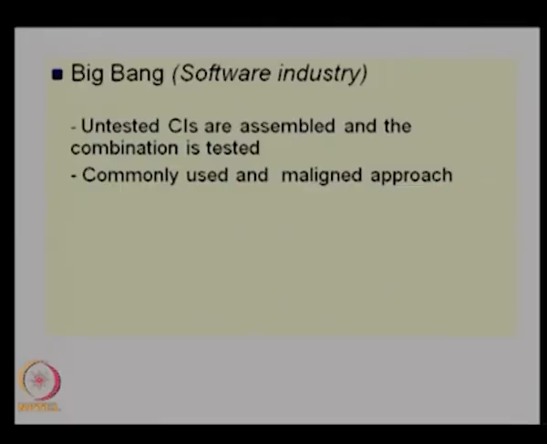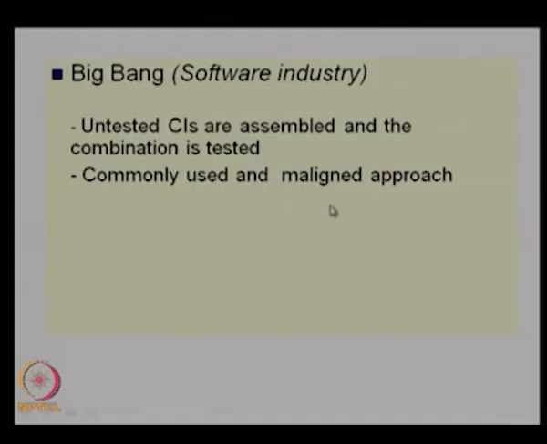So, they actually start with the CIs, but they do not test the CIs. What they do is take the CIs, the configuration items, or the smallest, tiniest parts of the system, and they are assembled and the combination is tested. So, this is different from the bottom up approach. In bottom up, we take the CI and test the CI, and only then do the assembly, but in big bang we take the CIs directly, assemble them, and then do the testing, and if it is working, just accept it. If it is not working, then try to see what the problem is.